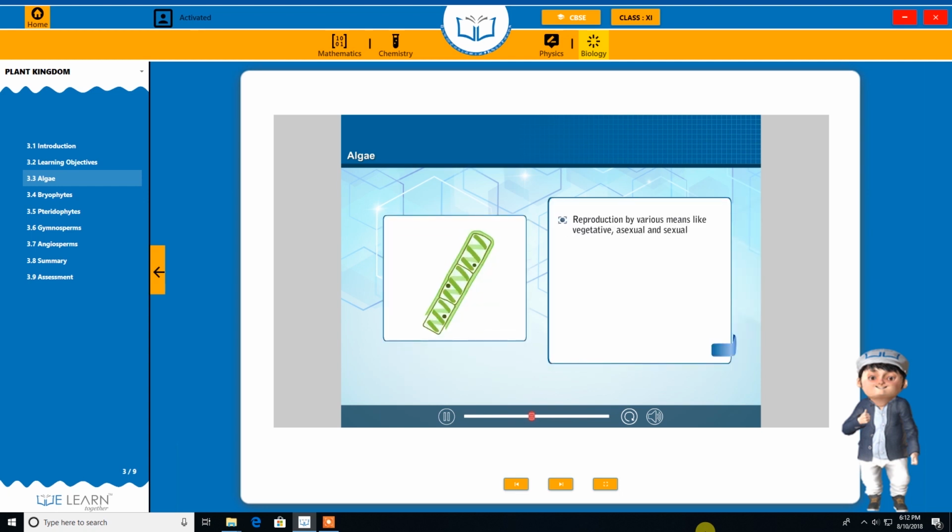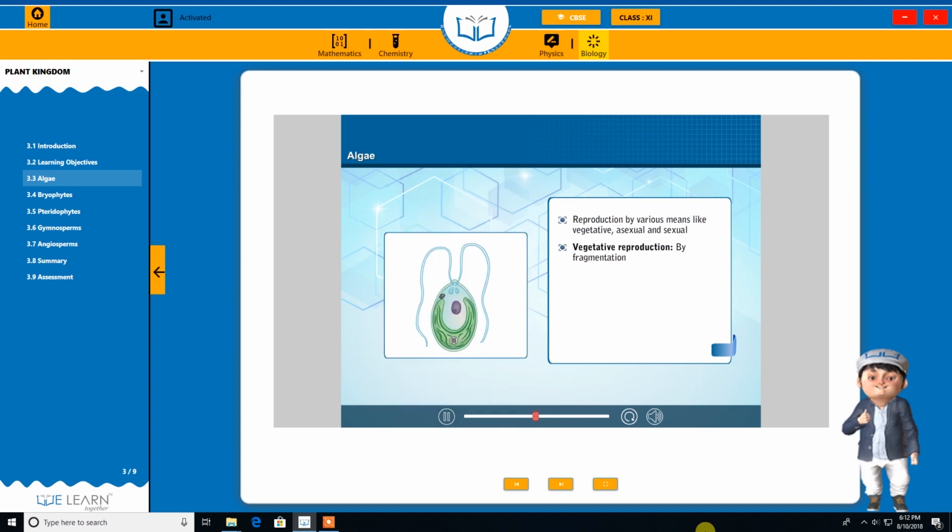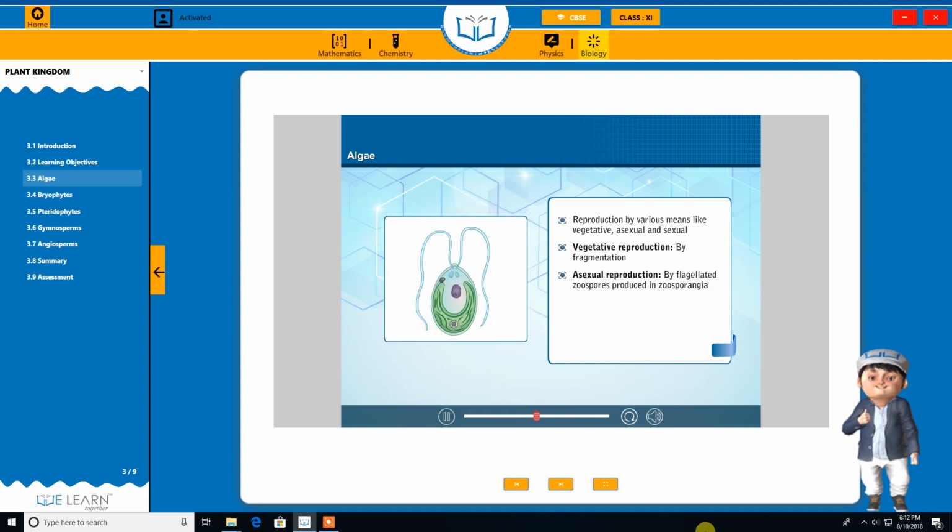Reproduction by various means like vegetative, asexual and sexual. Vegetative reproduction by fragmentation. Asexual reproduction by flagellated zoospores produced in zoosporangia. Sexual reproduction is isogamous, anisogamous or oogamous. Examples: Chlamydomonas, Volvox, Ulothrix, Spirogyra, Chara, etc.